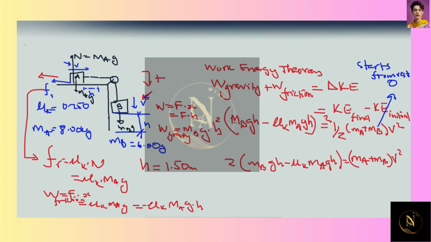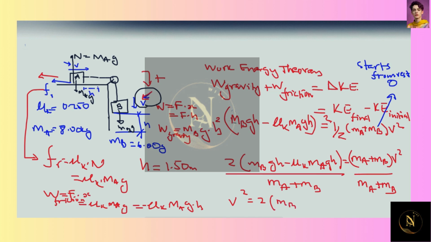Our target is to get the final velocity of the system. That's our goal. This one right here. We want to get the final velocity of the system. We end up dividing both sides by ma plus mb over ma plus mb. So v squared equals 2 mb gh minus mu k ma gh, all over ma plus mb. That's v squared.